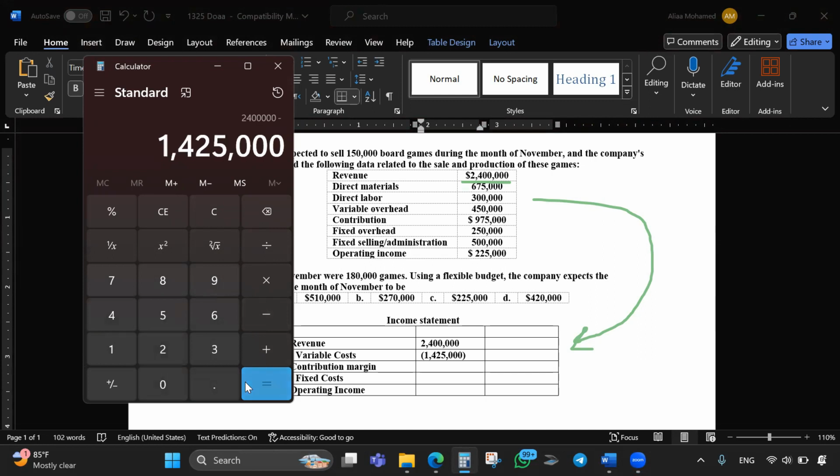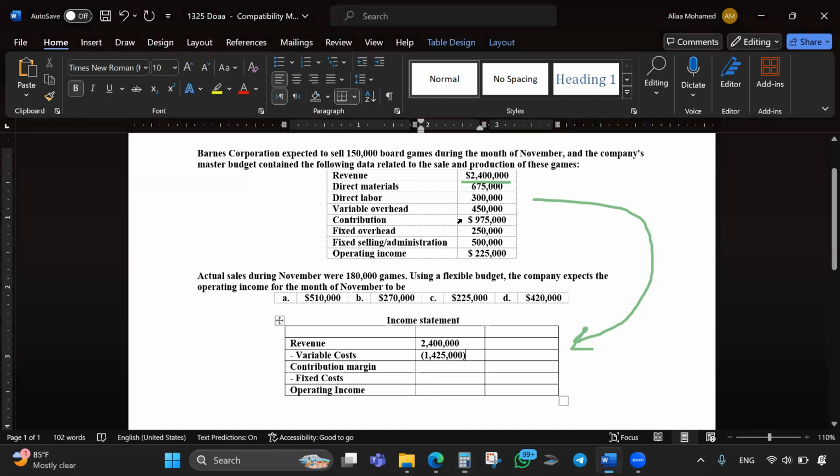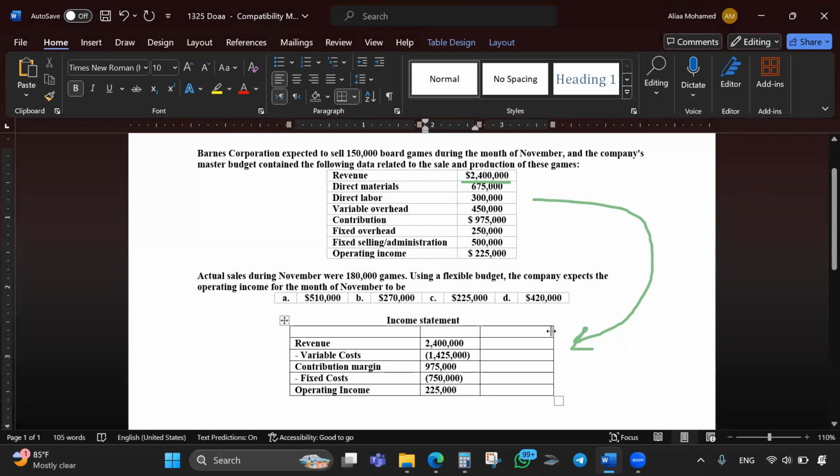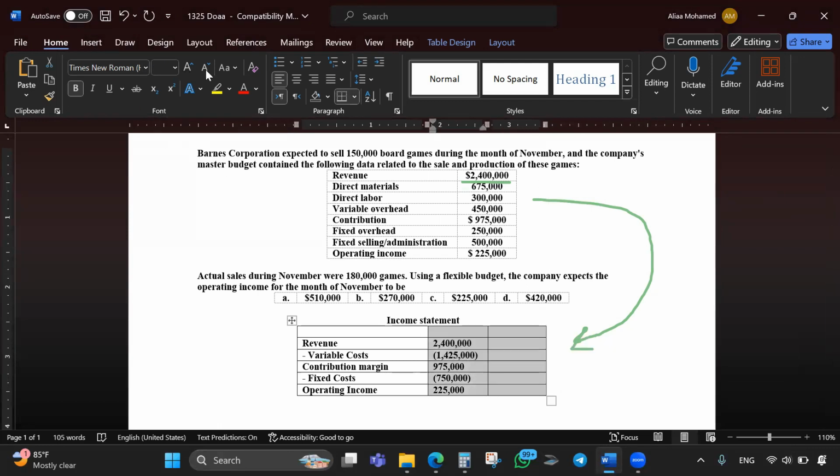Like that. The contribution margin, as given, is 975,000, minus both fixed costs, which are 250 and 500, which are 750,000, the total of both amounts. So the operating income will be 225,000. I just summarized the above table into the summarized one below.